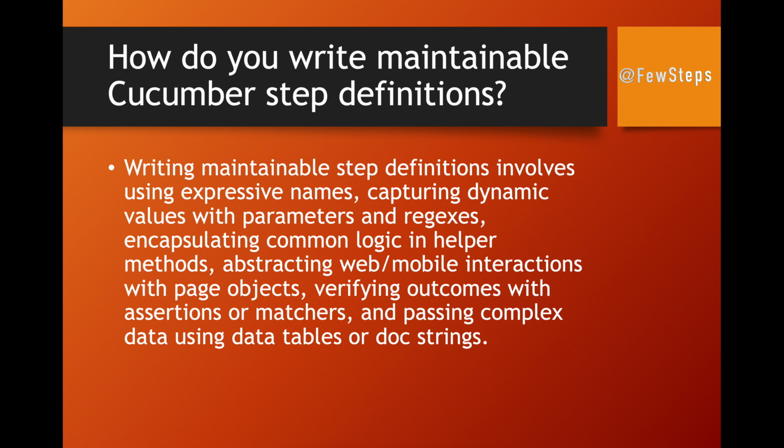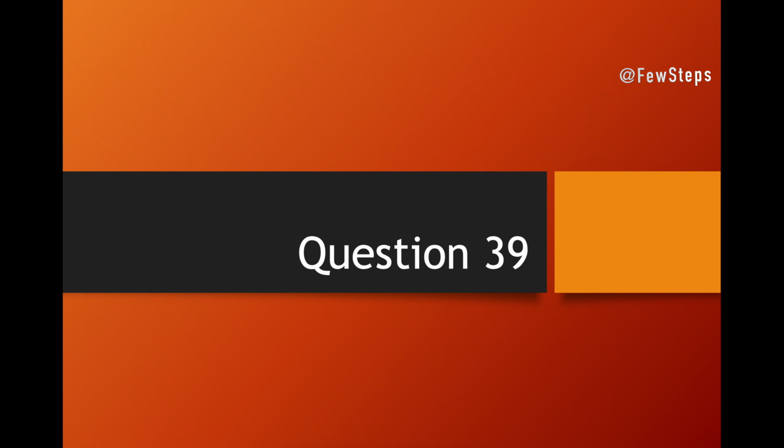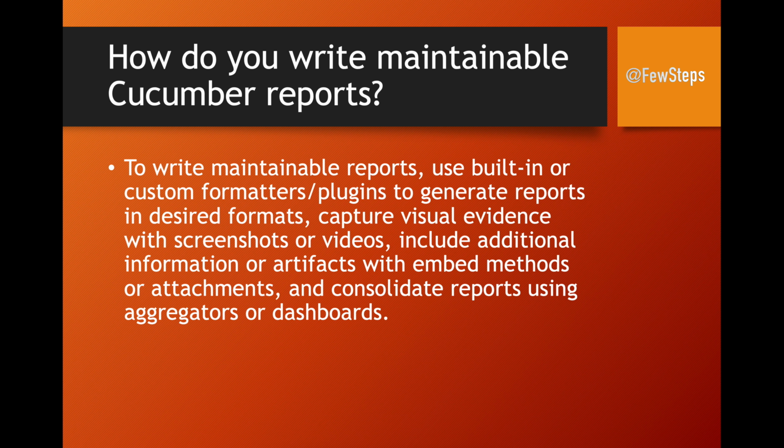Question 38. How do you write maintainable Cucumber step definitions? Writing maintainable step definitions involves using expressive names, capturing dynamic values with parameters and regexes, encapsulating common logic in helper methods, abstracting web or mobile interactions with page objects, verifying outcomes with assertions or matchers, and passing complex data using data tables or docstrings.